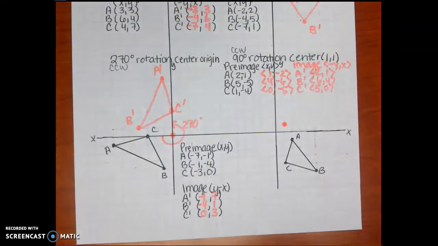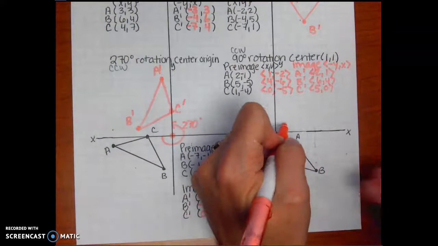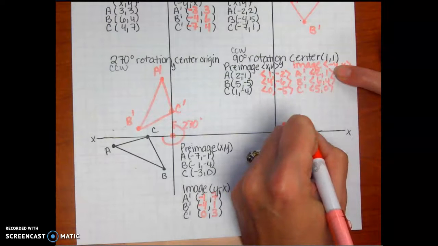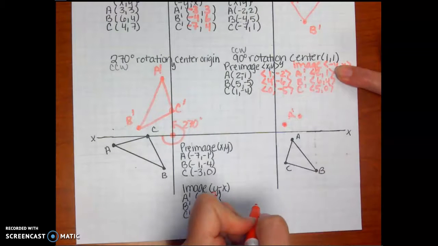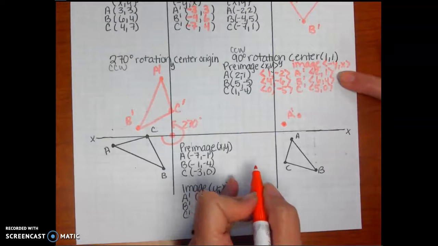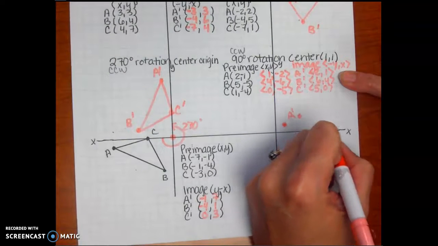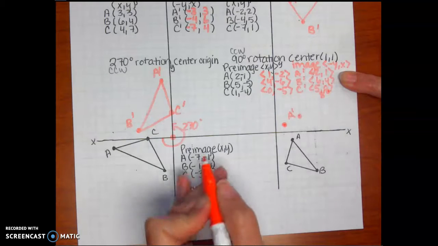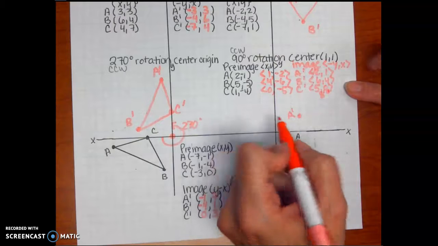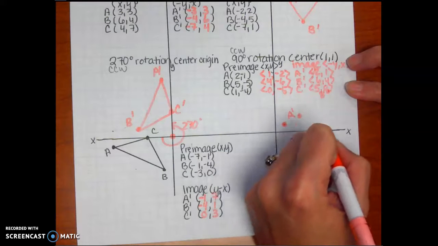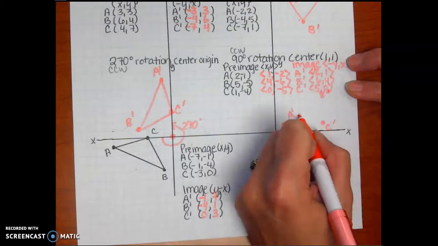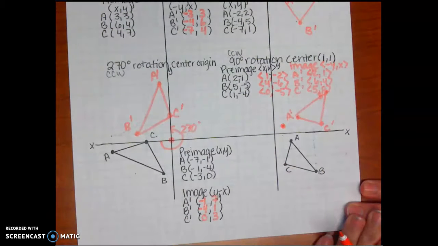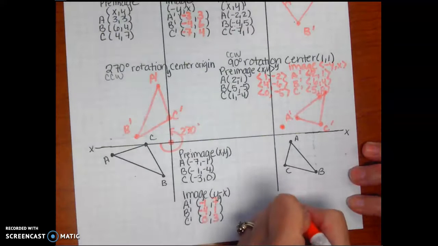Okay, now I can plot my points for the rotation. Starting at (1, 1), I know my new point is going to be 2 to the right and 1 up. So there's my A prime location. <6, 4> for B prime, so I'm going to go 1, 2, 3, 4, 5, 6, and up 1, 2, 3, 4. And there's my B prime. And my C prime is going to be <5, 0> from (1, 1), so I'm going to count 1, 2, 3, 4, 5. There's my C prime. Then I can connect my points, and there's my rotation.